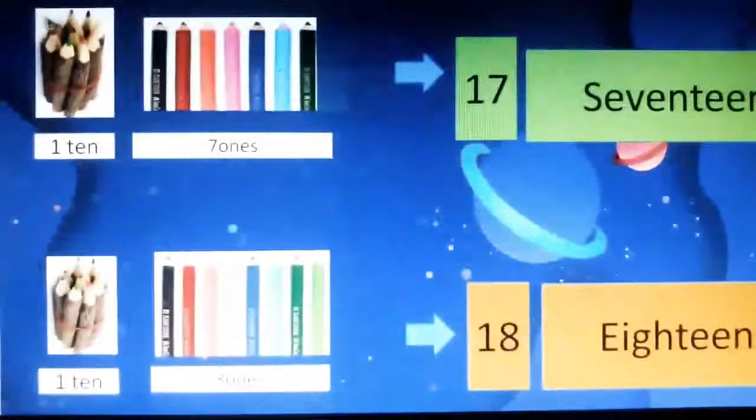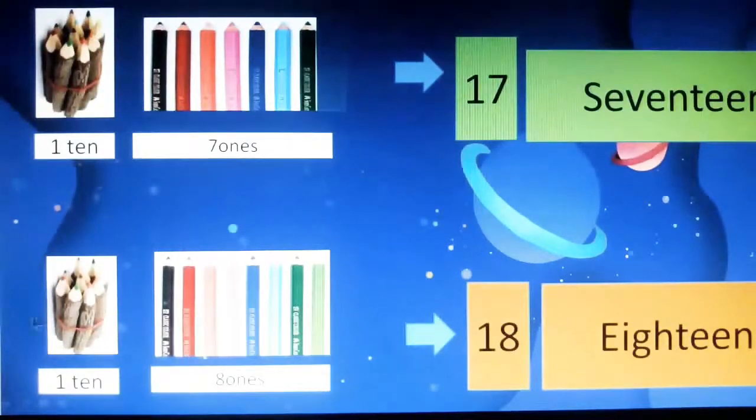1 ten, 7 ones. 1, 2, 3, 4, 5, 6, 7. 1 ten, 7 ones, 17. S-E-V-E-N-T-E-E-N, 17.